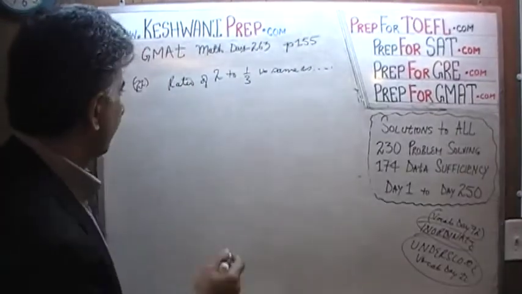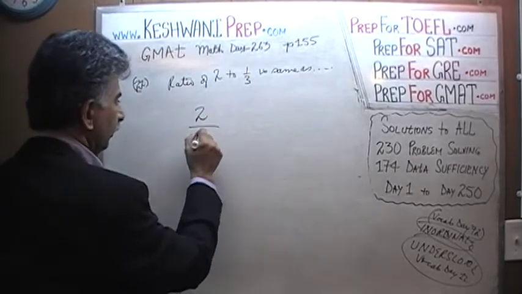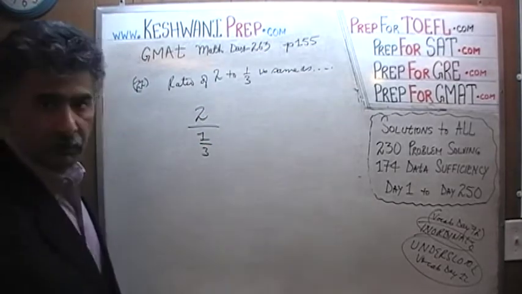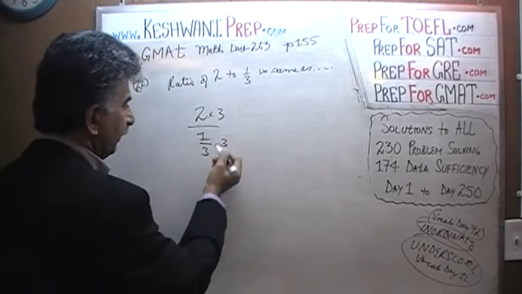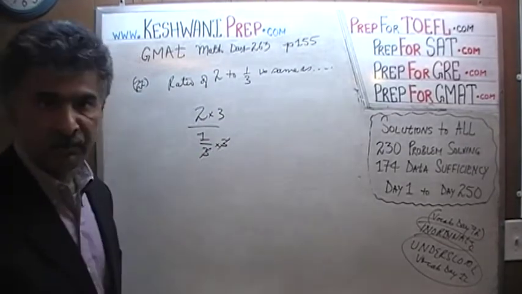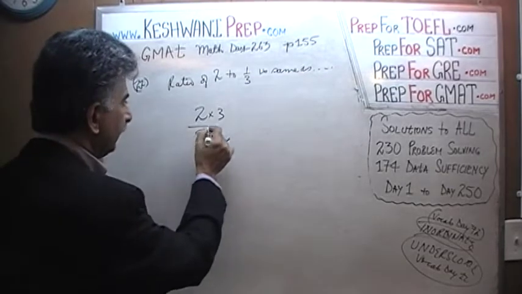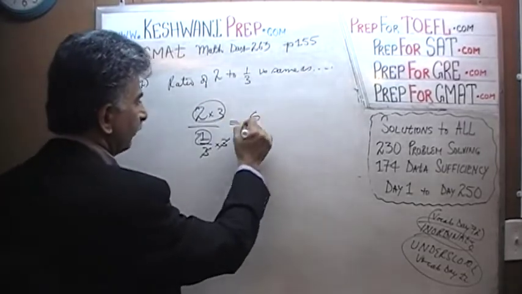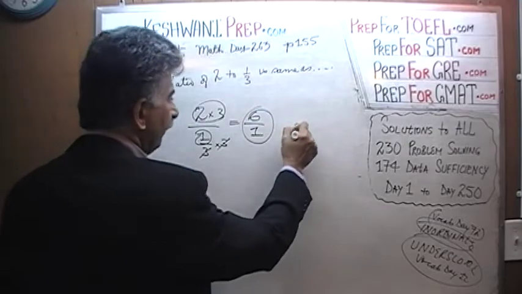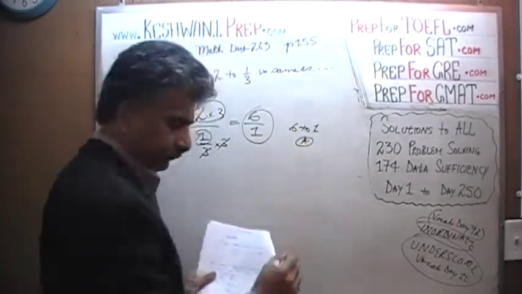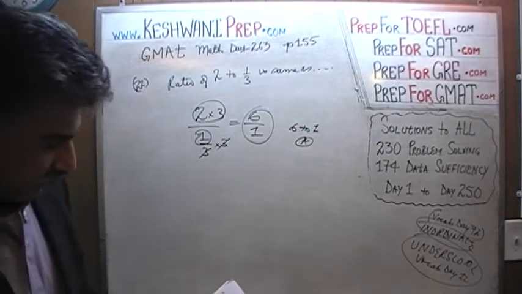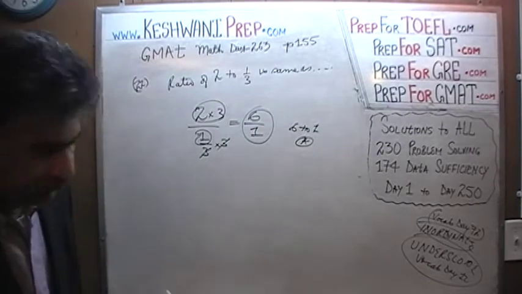Well, it's quite straightforward. We're looking for the ratio of 2 to 1/3. Well, in order to get rid of the fractions from the bottom, let's multiply the top and bottom by 3. And multiply top and bottom by 3, the 3 drops out from the top and we end up with a 1 here, and on the top we have 6, so it's 6 to 1. The answer is 6 to 1, and that will be answer choice A. Quite straightforward, quite simple. Let's go to the next one, number 23.